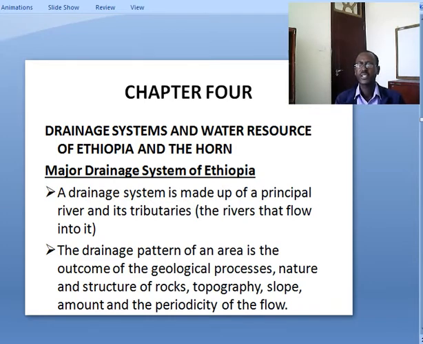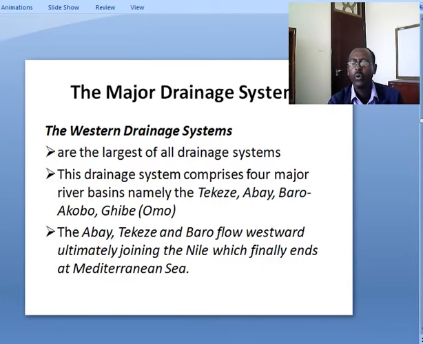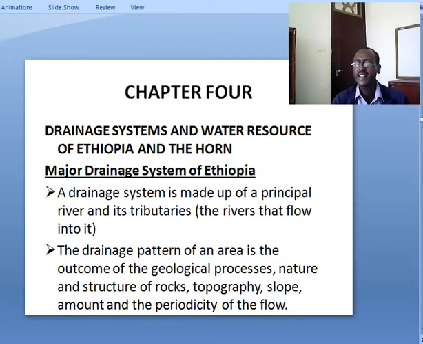You say that the rivers that flow into it. So the drainage pattern of an area is the outcome of the geological processes, nature and structure of rocks, topography, slope, amount and periodicity of water flow. All these are to be seen within the drainage system.